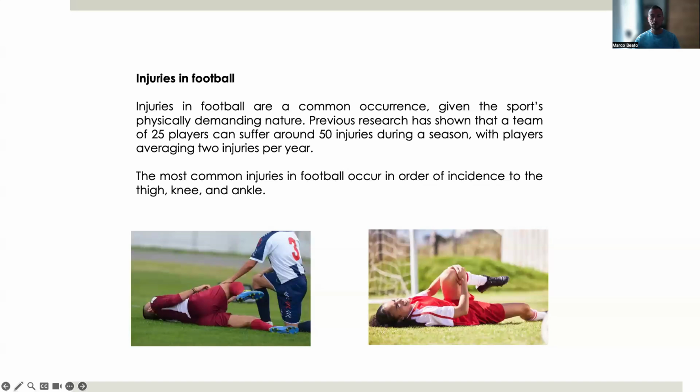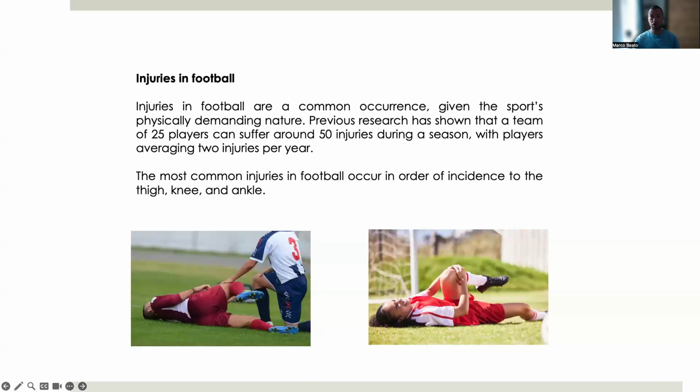Previous research has shown that a team of 25 players can suffer around 50 injuries during a season, with players averaging 2 injuries per season. The most common injuries in football occur to the thigh, the knee, and the ankle. These injuries can occur through different mechanisms, with direct contact injury being the most frequent. Injuries can sideline players for a prolonged period of time and can negatively impact performance as well as club finances.